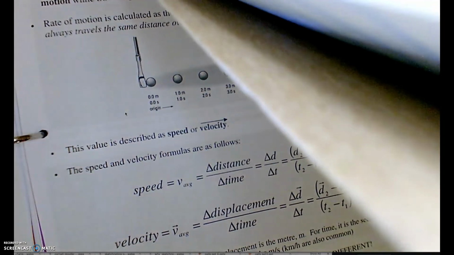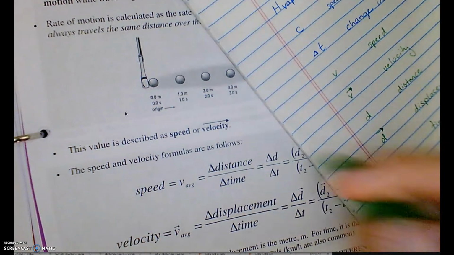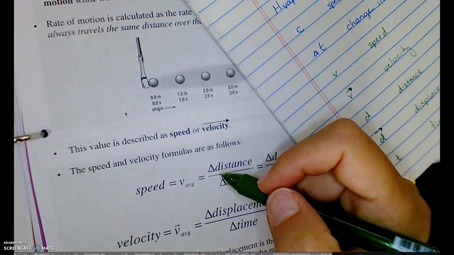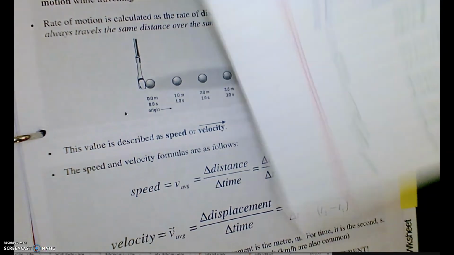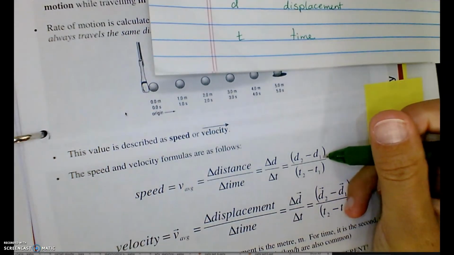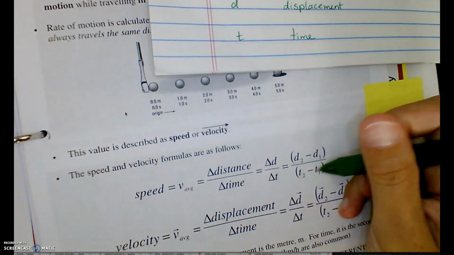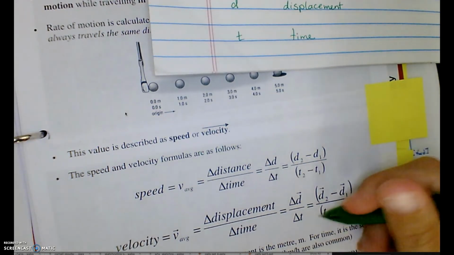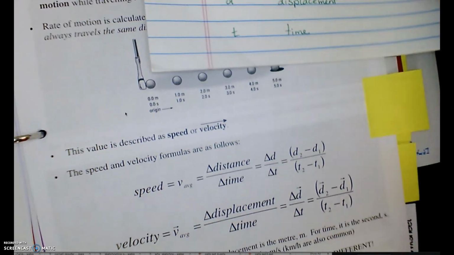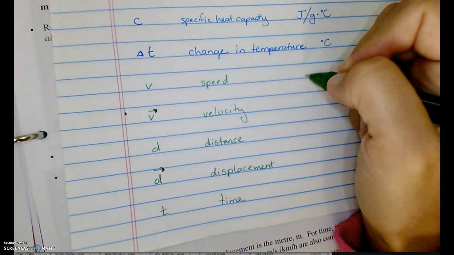Okay, so time is the same, right? So this little delta means change in. Okay, change in time. So you're going to take your final distance minus your initial distance, your final time minus your initial time. Okay, so D1, D2, that's what this is all about. Okay, what's it going to be measured in? Meters per second for speed.